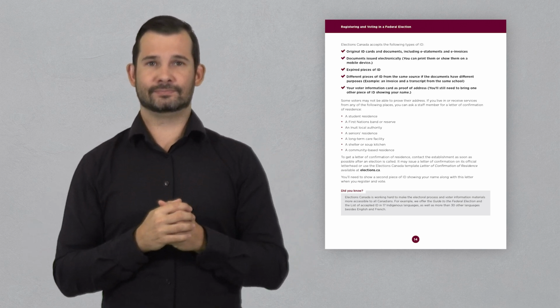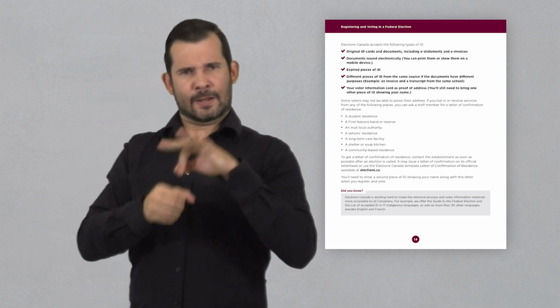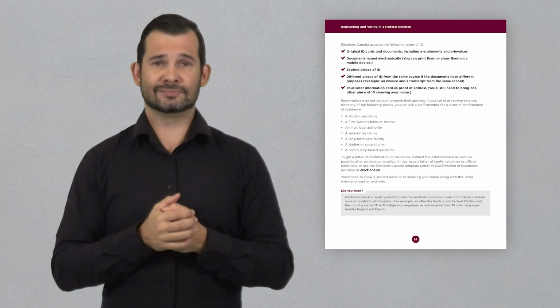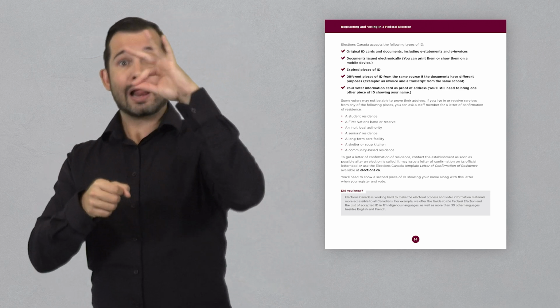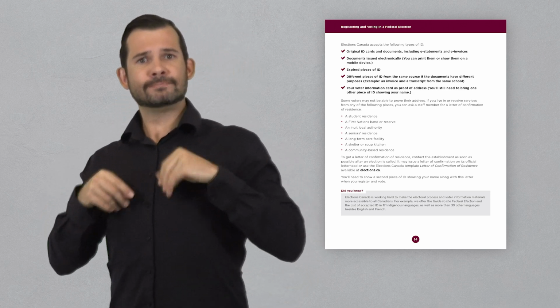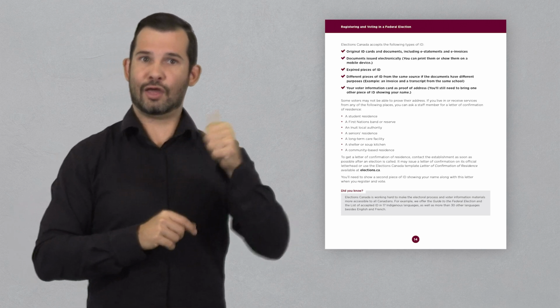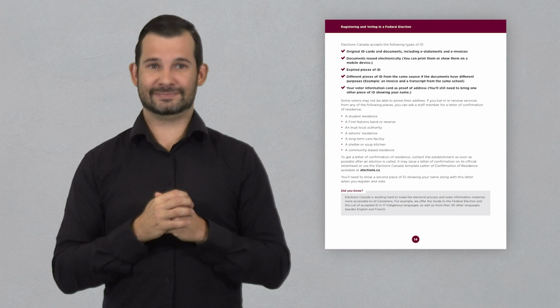Did you know Elections Canada is working hard to make the electoral process and voter information materials more accessible to all Canadians? For example, we offer the Guide to the Federal Election and the list of accepted ID in 17 Indigenous languages, as well as more than 30 other languages besides English and French.